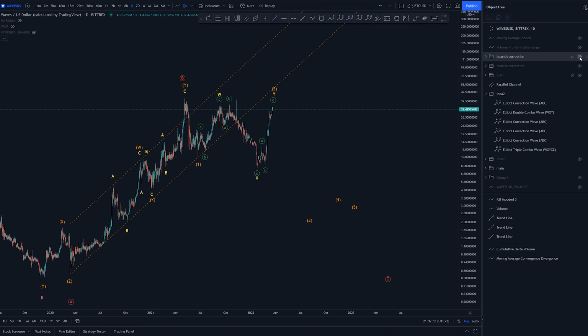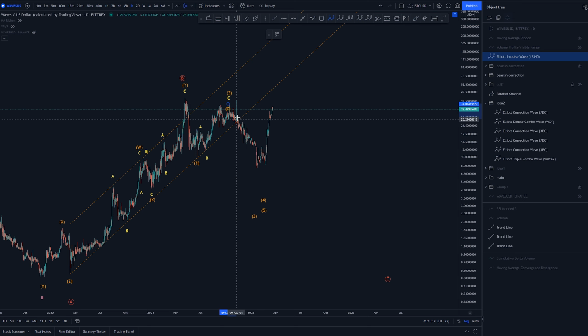Let's see, we had 2 different ones saying 1, 2 here, and this would be 1, 2 of a lower degree of minor count or minor degree.